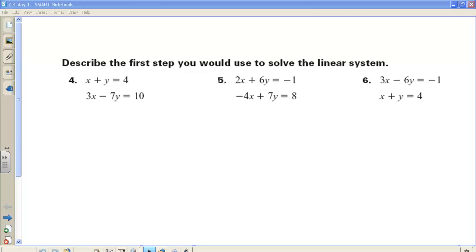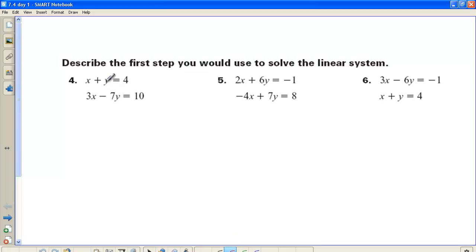Okay, we've been solving linear systems in a variety of different ways. So today we're going to talk about a method of elimination that involves sometimes a little bit of extra thought. So number 4 says, describe the first step you would use to solve the linear system.